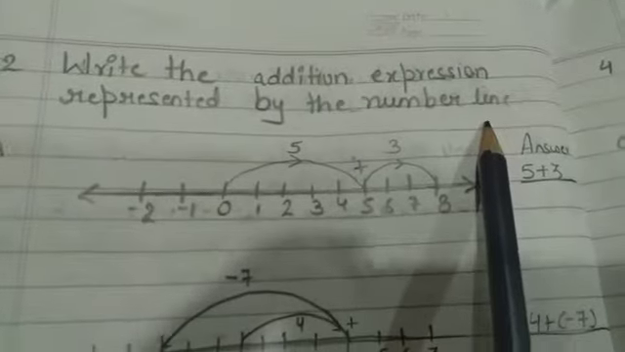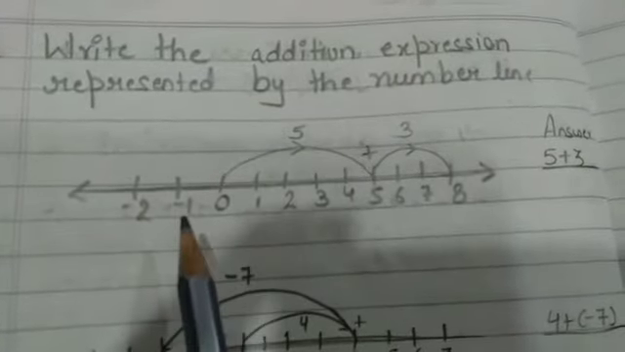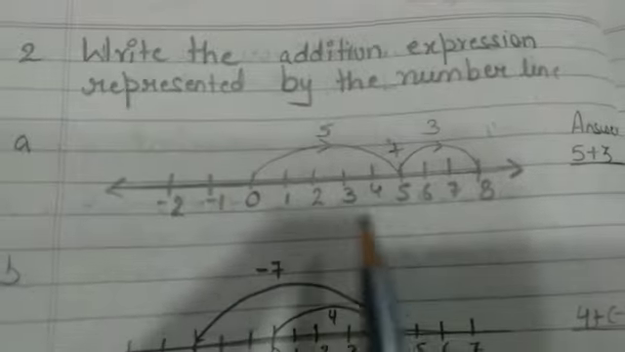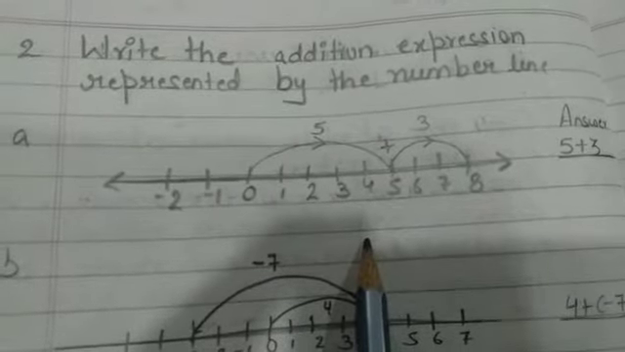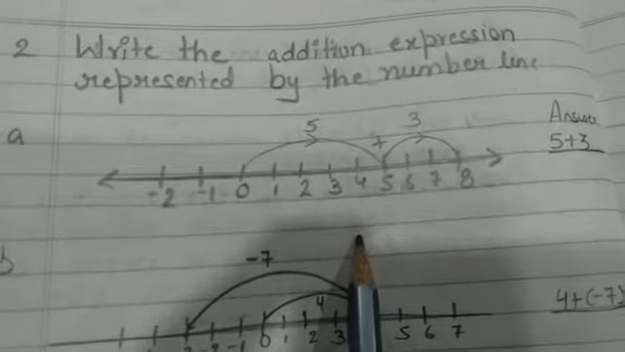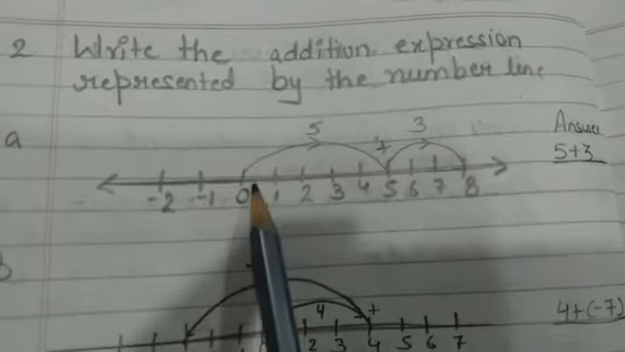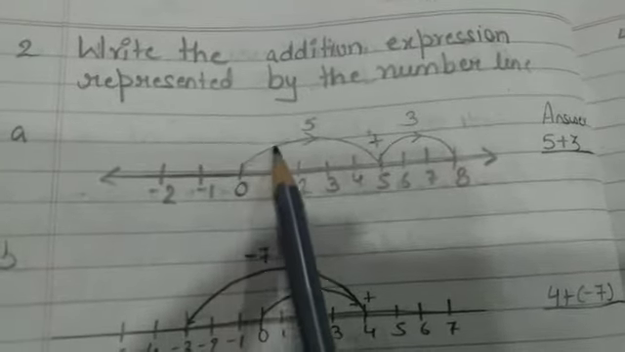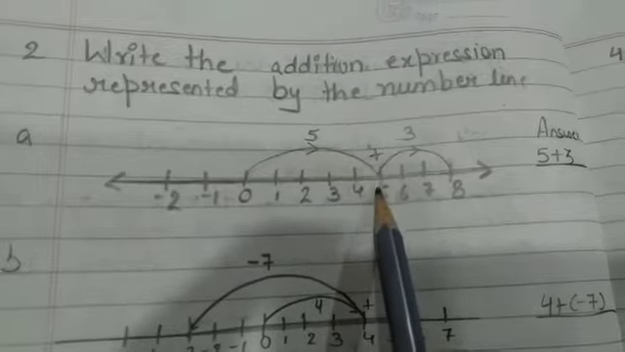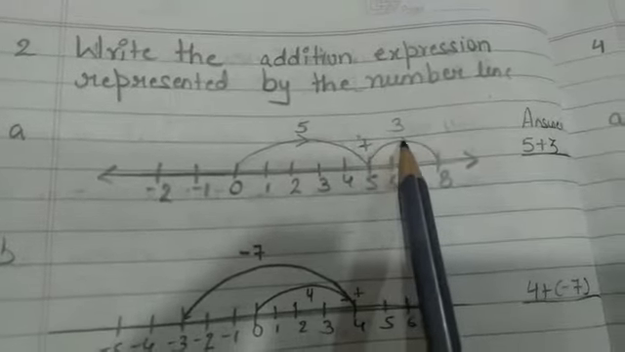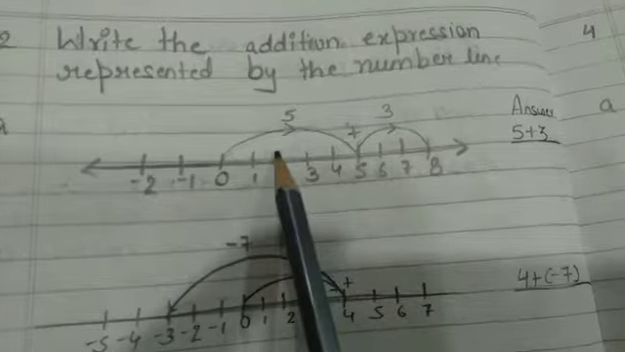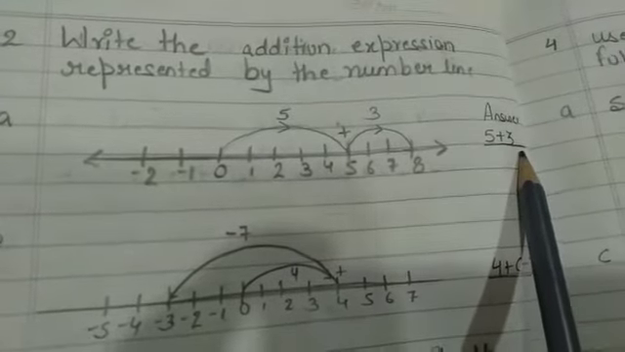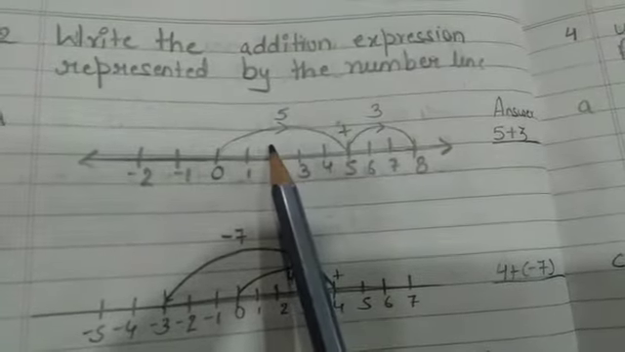So like this you will do the remaining questions. Now we will do the next question. Write the addition expression represented by the number line. If you look in your book, you will find that number line, and you have to show the addition expression represented by it. On this number line, from the center point 0, you see 5, and then they move 3 steps forward to 8. It means it's addition, so 5 plus 3 will be your answer. Simple. You can see this.